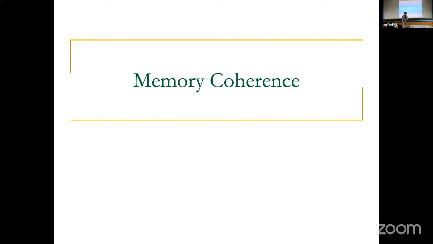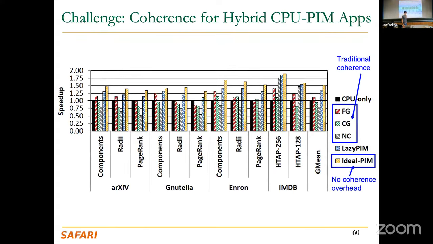Yeah, another important consideration for end-to-end system integration is memory coherence, right? And indeed, we already saw this graph yesterday showing performance or speedup over some baseline that is CPU only for several workloads with different data sets and considering different memory coherence mechanisms between the CPU and the PIM cores.